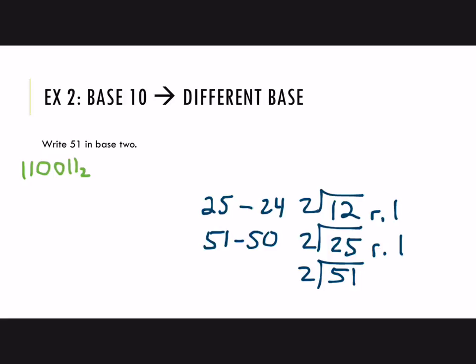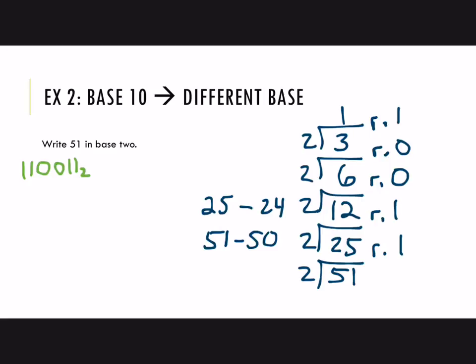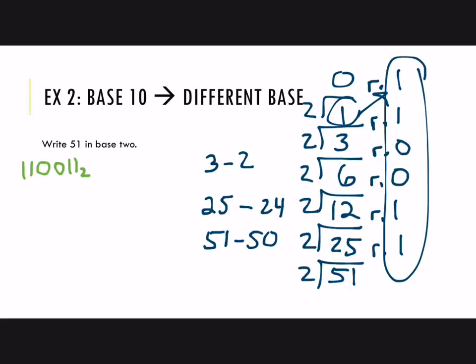And then again, 2 goes into 12 6 times. That goes evenly, so there's no remainder. 2 goes into 6 3 times, again with no remainder. 2 goes into 3 once, but there's 1 left over. Okay, that's 3 minus 2 times 1. And then 2 goes into 1 0 times, so that 1 is left over as a remainder. So again, reading down, here's your answer, 110011 base 2.